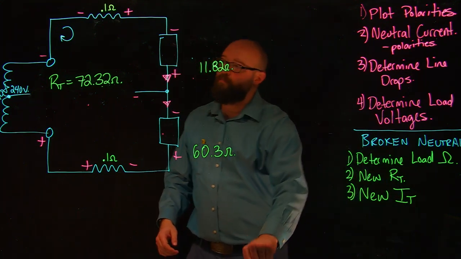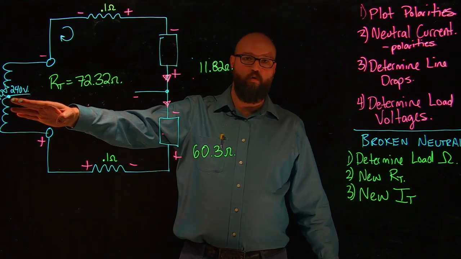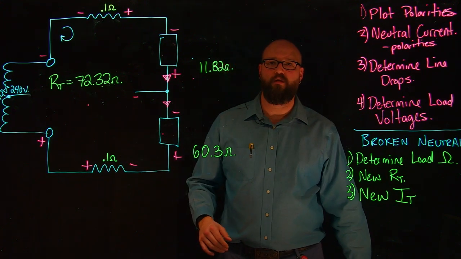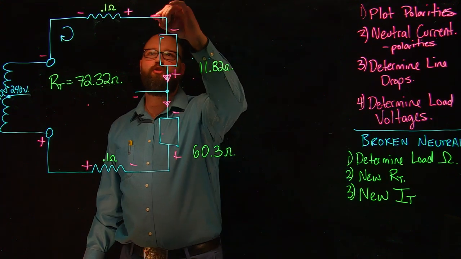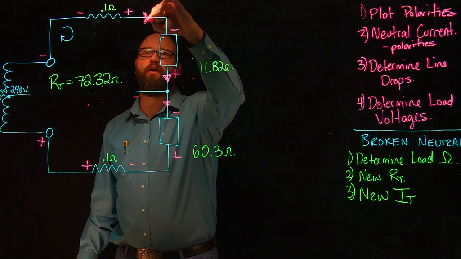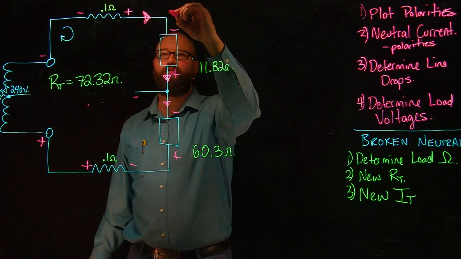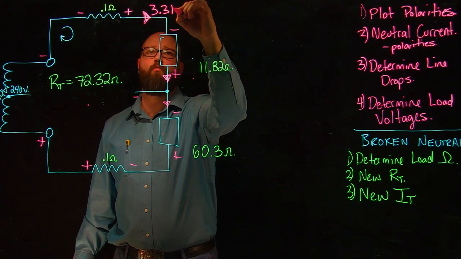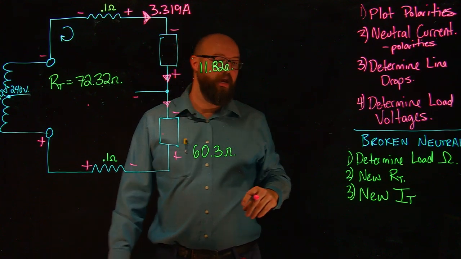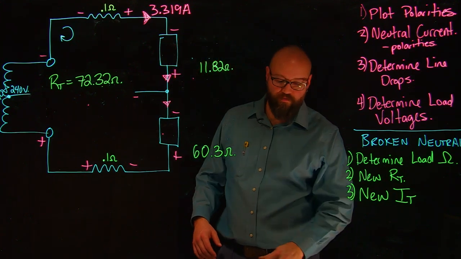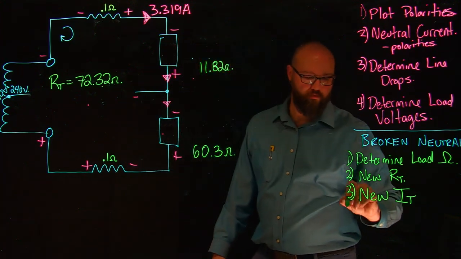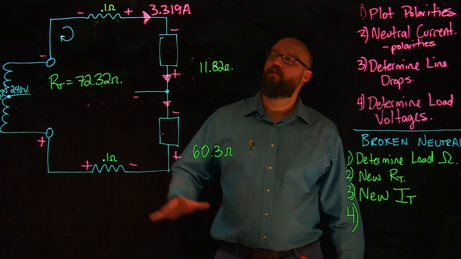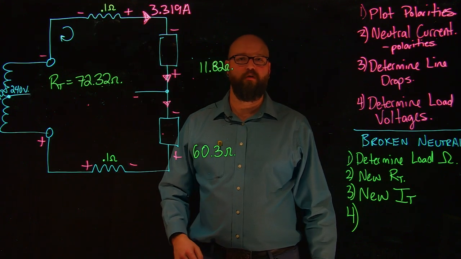So Ohm's law, again. We have 240 volts as our total voltage. 72.32 ohms is our total resistance in this circuit. And if I run those in Ohm's law, I should end up with a new value of current in my circuit of roughly 3.319 amps. And again, that's going to be everywhere in this circuit. So step four, now that we have a new value of current, we can apply Ohm's law again to determine what the voltage drops at each one of our loads is going to be.